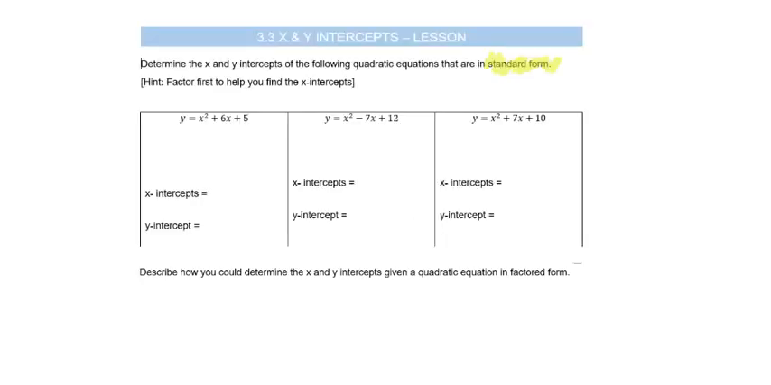Lesson number 3 today. If at any point you want to double check something or I'm going too fast, please pause the video, because I'm going to show you parts of Desmos and they can go by pretty quickly. So we have these three quadratic equations. These are in standard form and they are going to ask for the x-intercepts and the y-intercepts of all three of these equations.